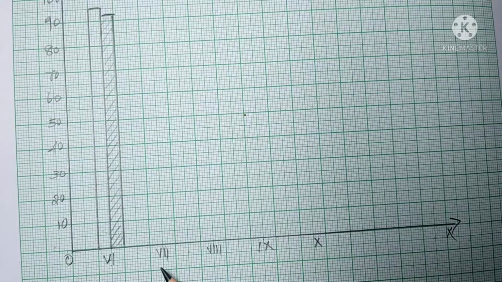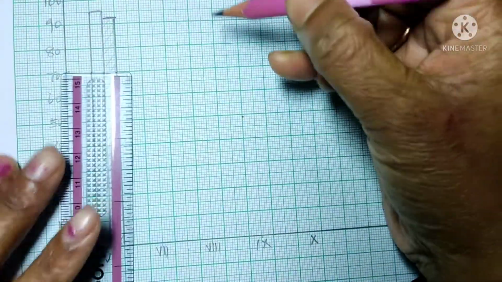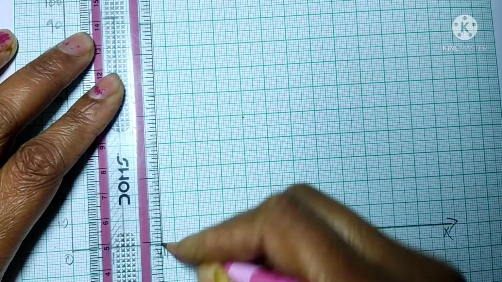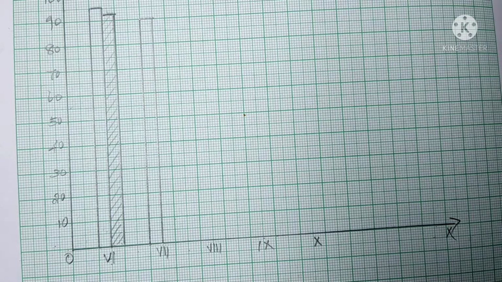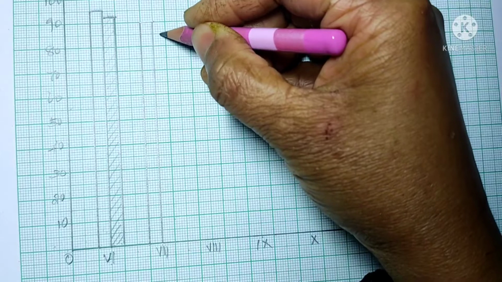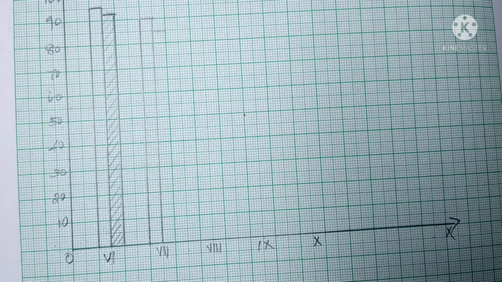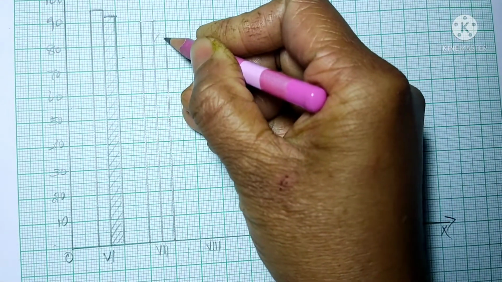In class 7, total 90 students are there. See, this is our 90. Okay. And the number of students present in class 7 is 85. So 85 is the middle of 90 and 80. This one, this is 85. Okay, so that also we are drawing. The second one we are shading. Clear.